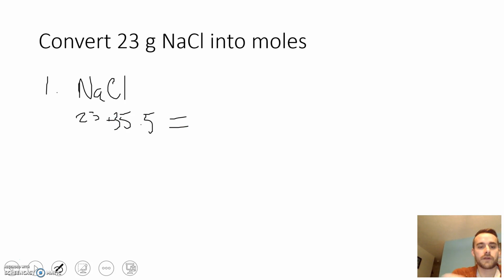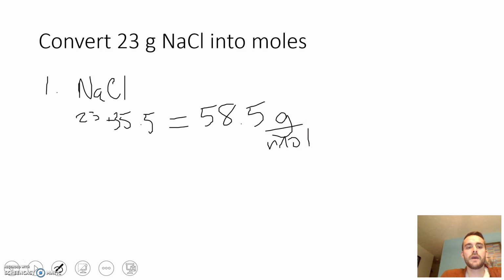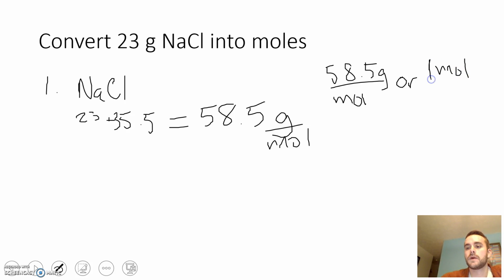I know that this is terrible handwriting. And that is 58.5, and the units for that are grams per mole. Okay, so that will be our conversion factor. You get to decide between the two of these which ones we're going to use. So you can either have it like we just wrote it as 58.5 grams over moles, or you can write it as 1 mole over 58.5 grams. So the way that you pick between those two is that you want to be able to cancel grams.